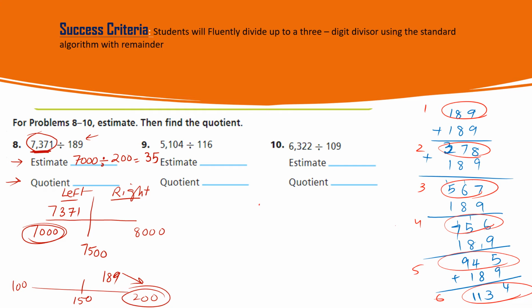Okay, let's try to divide it. 7371 by 189. Now we will take the 3 digits. Where is 737? We have 756, which is bigger. So I will take here 567. So 3 up.